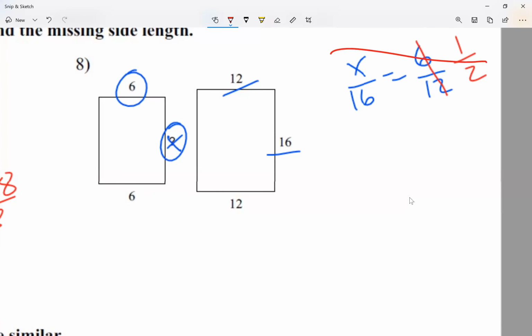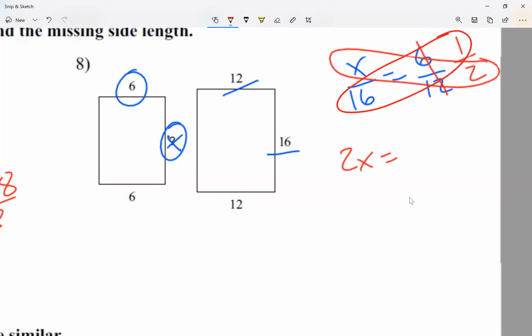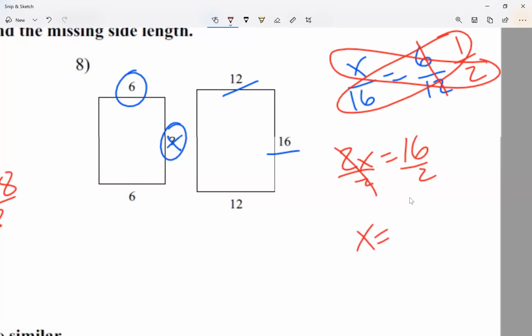Cross multiplication, 2 times X is 2X. 1 times 16 is 16. So I have 2 times X equals 16. Let me divide both sides by 2. So I get X is equal to 8. That's not that bad.